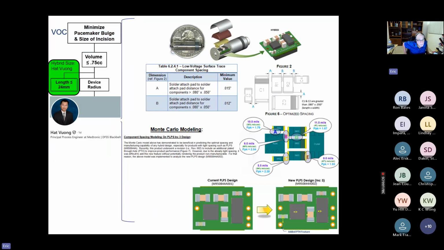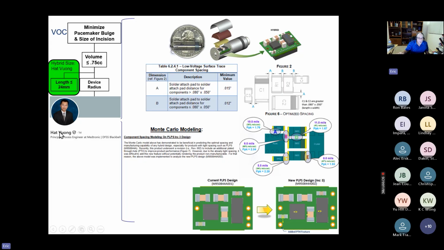Similarly, for the length of this thing, the length is dependent on the size of the printed circuit board. We called it a hybrid at Medtronic. And you see the very small printed circuit board that goes inside. So here's the micro. It's a cylindrical object, and you needed to go inside there. We needed to miniaturize it.